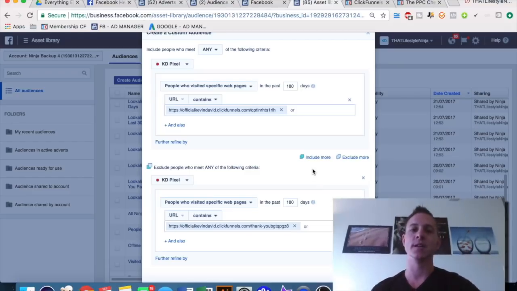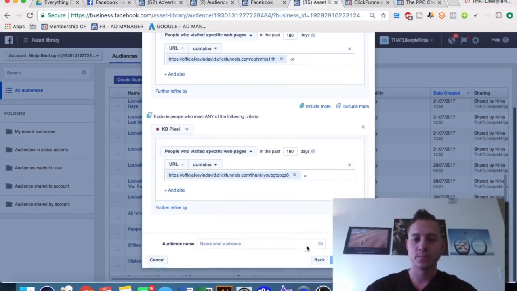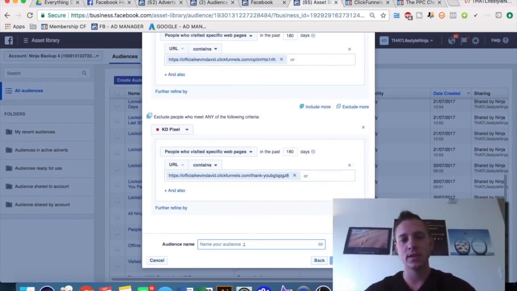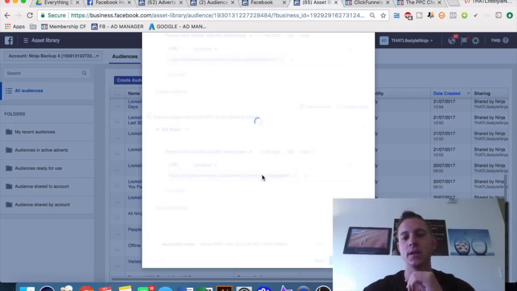But it's the exact same concept if you are using Shopify or WordPress or whatever it is. You just take the order page here and you exclude people who have seen the thank you page, meaning that you're only targeting people who have not purchased from you yet, but we're very close, right? And so we'd name this "visited PPC opt-in but did not give email," right? And so we create this audience.